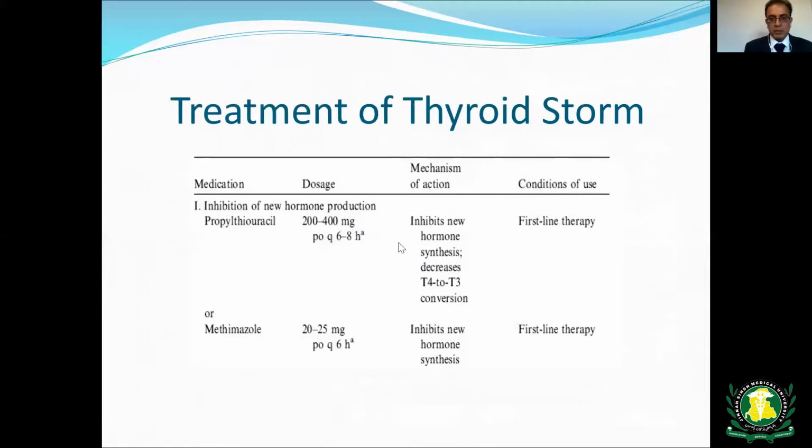So basically they can inhibit the hormone synthesis and decrease the T4 to T3 conversion as well. T3 is more potent, so propylthiouracil is more helpful in treating this condition because it not only inhibits the hormone synthesis, which both of them do, but it also decreases the conversion of T4 to T3, so it's more helpful.